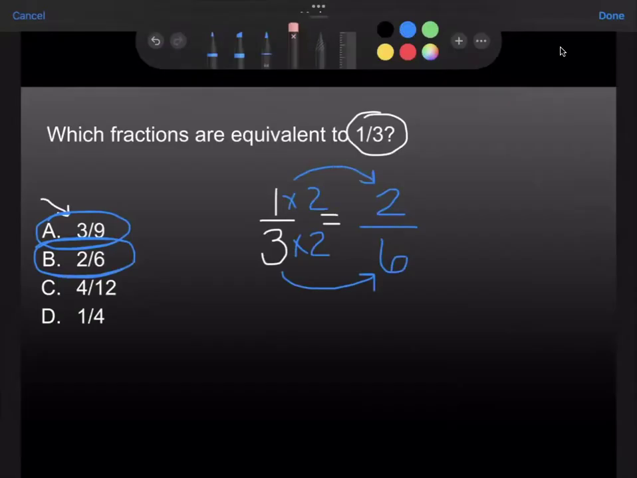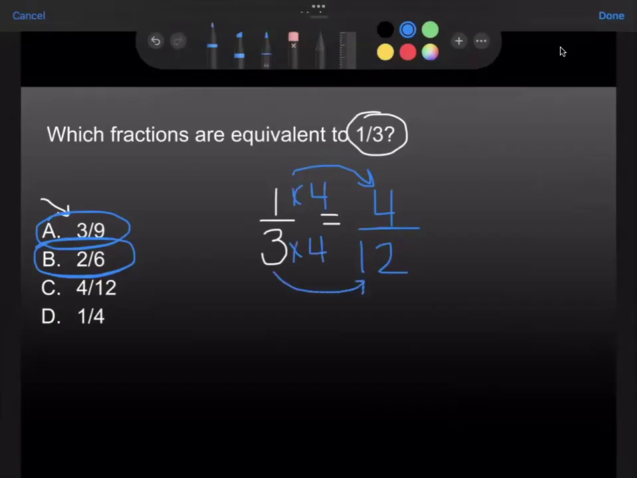I'm going to delete some of this up here. Okay, so our next choice is 4/12. Okay, so let's see if I can figure out how to go from 1 to 4 using multiplication. If I do 1 times 4, that does give me 4. Now, if I do the same thing to the bottom, do I end up with 12? And it is true that I do. So 4/12 is also equivalent to 1/3.